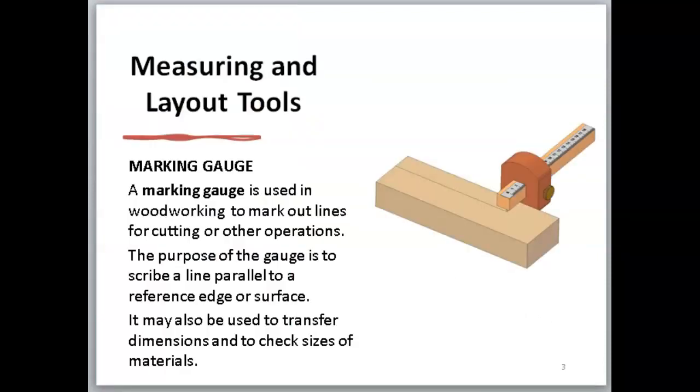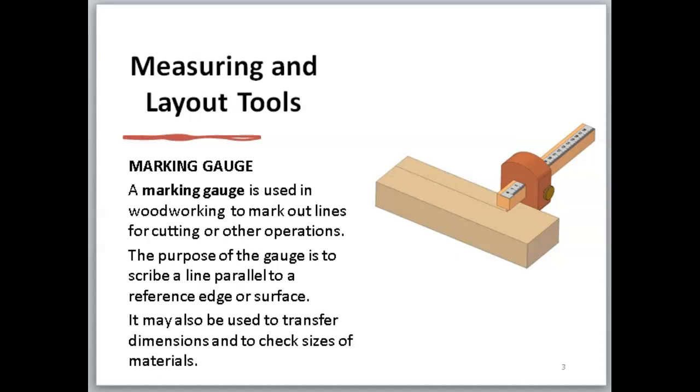Let's focus on the marking gauge. Now, the marking gauge is used in woodworking to mark out lines for cutting or other operations. The purpose of the gauge is to scribe a line parallel to a reference edge or surface. It may also be used to transfer dimensions and to check sizes of the materials.